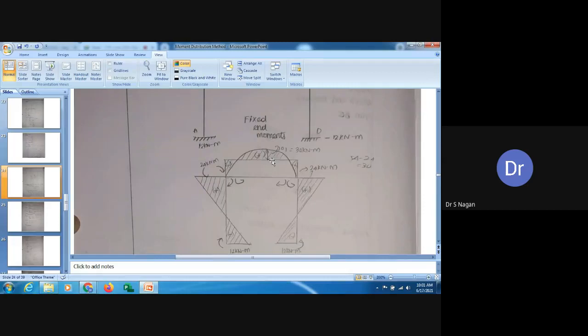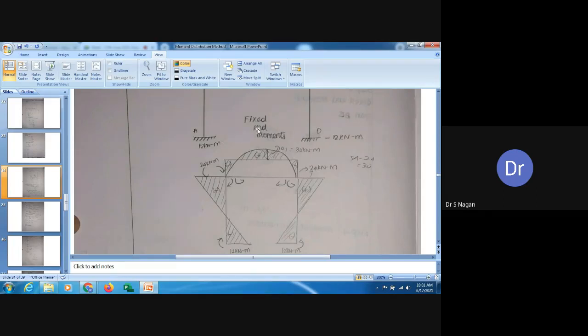So here, to find this ordinate O1, I have marked this as O1. The simple way to find this O1 is: the total ordinate will be WL squared by 8. So I will be able to calculate the total ordinate WL squared by 8, minus this ordinate will give me this. Therefore, this O1, that is maximum positive bending moment in span BC, will be WL squared by 8 minus 24.